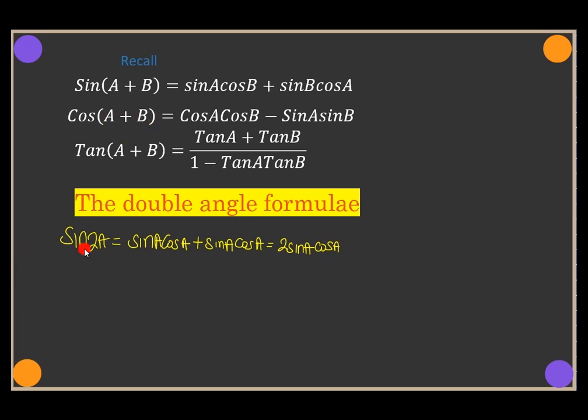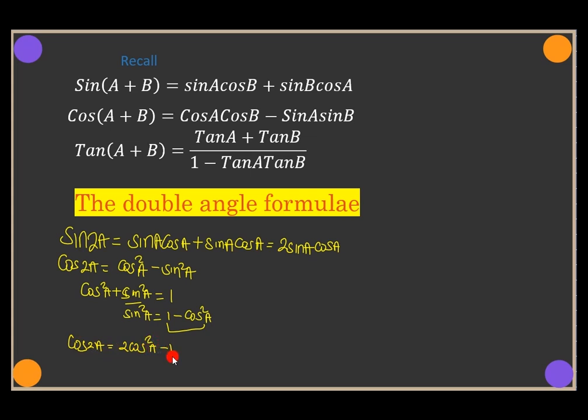The same applies to this. If you have that A is equal to B, then we are going to have that cosine of 2A is equal to cos squared A minus sin squared A. If I make sin squared A the subject of the formula, sin squared A is equal to 1 minus cos squared A. If I substitute this in the place of sin squared, I'm going to have that cosine of 2A is equal to 2 cos squared A minus 1.